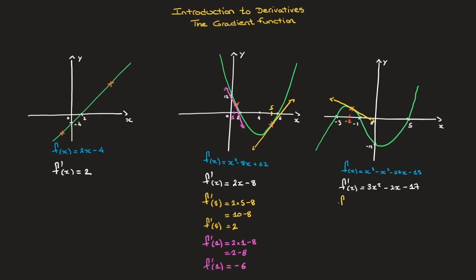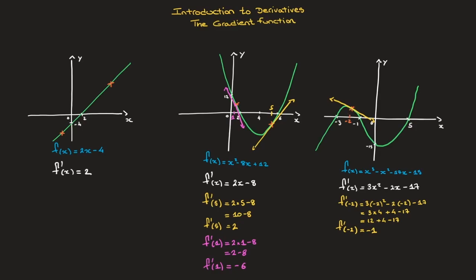And that would be f dash of negative 2 equals 3 times negative 2 squared minus 2 times negative 2 minus 17. And that's equal to 3 times 4 plus 4 minus 17. And that's equal to 12 plus 4 minus 17. Finally, since 12 plus 4 is 16, minus 17 is negative 1, we can state that the derivative function when x equals negative 2 is equal to negative 1. And that's the gradient or slope of the tangent to the curve at this point, which we say is the gradient of the curve at that point.